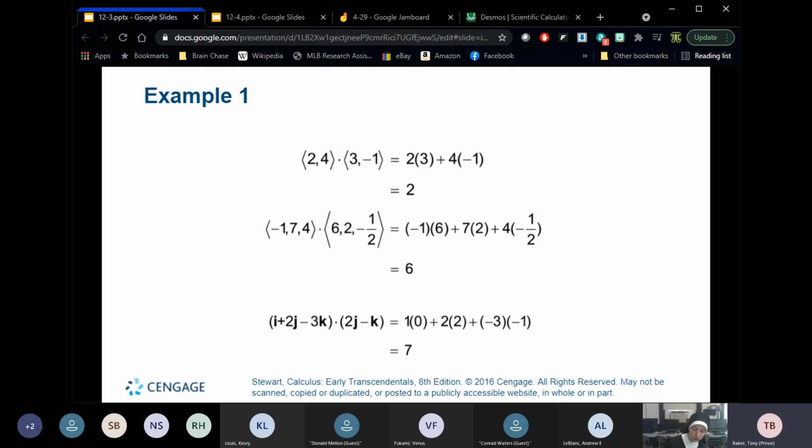Any questions on how to calculate the dot product? We're going to figure out how it's used in a little bit, but any questions on how to actually calculate it? No, it seems pretty simple. Okay.